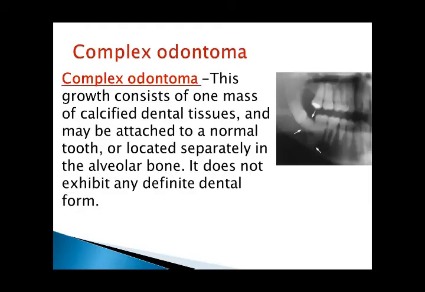Complex odontoma. This growth consists of one mass of calcified dental tissues and may be attached to the normal tooth or located separately in the alveolar bone. It does not exhibit any definite dental form.